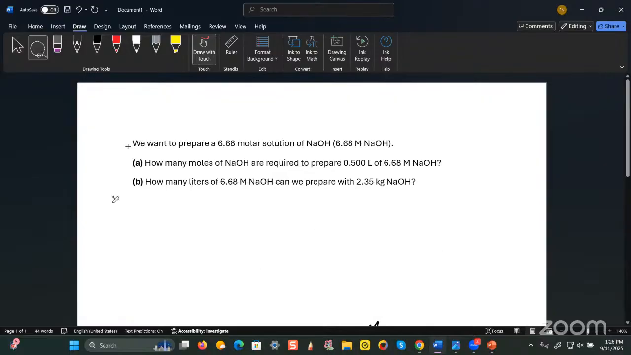Okay, so we want to prepare a 6.68 molar solution of sodium hydroxide. So the A part is asking how many moles are required to prepare 0.50 liters of 6.68 M sodium hydroxide. So how would you answer that question? They're asking for the moles, they gave you the volume, and they gave you the molarity, which is moles per liter. So how would you answer that question?